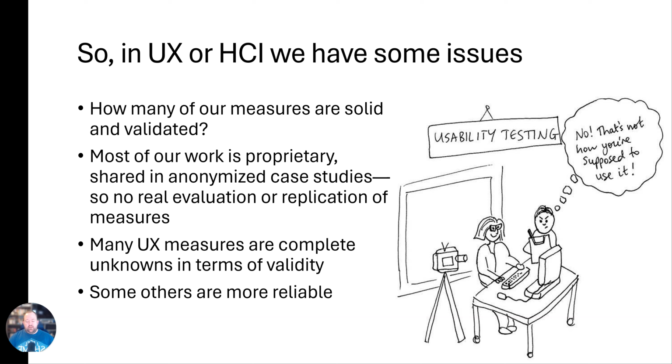So the way a measure progresses through its life is somebody proposes it. Hey, I have this new test for this thing, depression or anxiety, let's say. Everybody else should go try to use it, and let's compare and see if it works. That's typically how psychological research and validation occurs. So we have to ask ourselves in UX or HCI: how many of our measures are solid and validated?